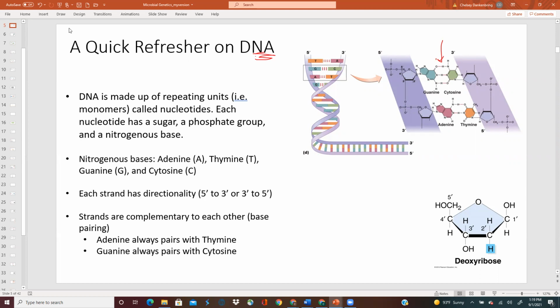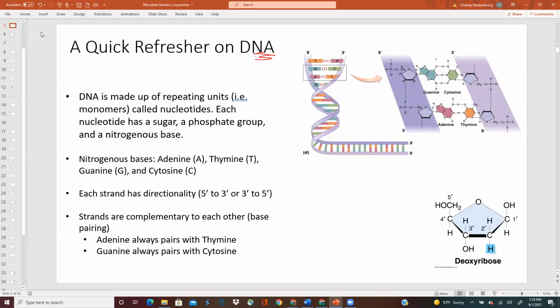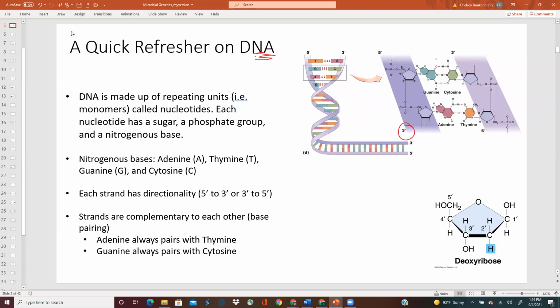The next thing that I want you to notice here is the directionality. Each of these strands has a unique direction. If you're looking at this left-hand strand, the bottom is called the 3' end, and the top is the 5' end. But then look at the second strand on the right. Notice it runs in the opposite direction. It has its 3' end at the top and 5' end at the bottom. So what does that mean? Well, it means that the two strands are anti-parallel.